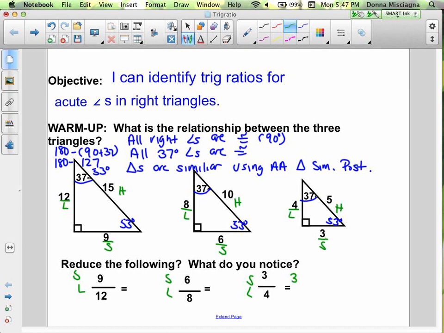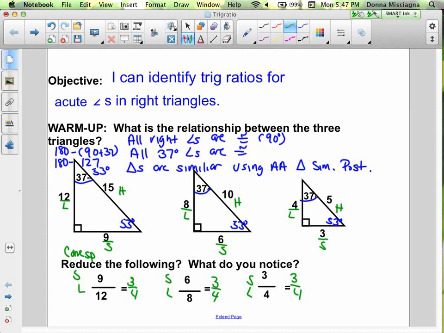And when we reduce, well, we can't do any reducing with 3/4, right? That's as reduced as it gets. But we could reduce the other two. So if we reduce 6/8, they're both divisible by 2. 6 divided by 2 is 3, and 8 divided by 2 is 4. And 9 and 12 are also reducible. They're both divisible by 3. 9 divided by 3 is 3, and 12 divided by 3 is 4. Right? So notice that the sides, when I compare two pairs of corresponding sides, they're in the same ratio. And that'll be important later on.